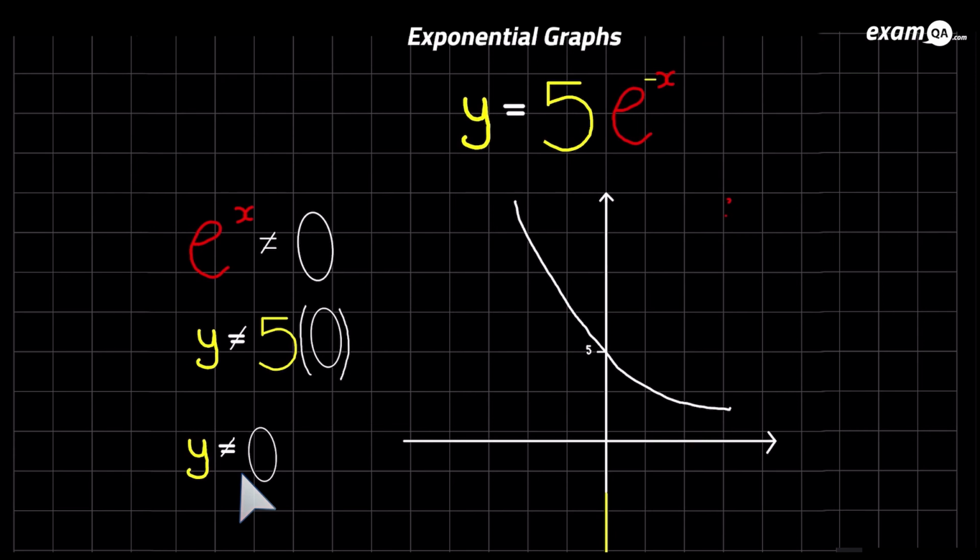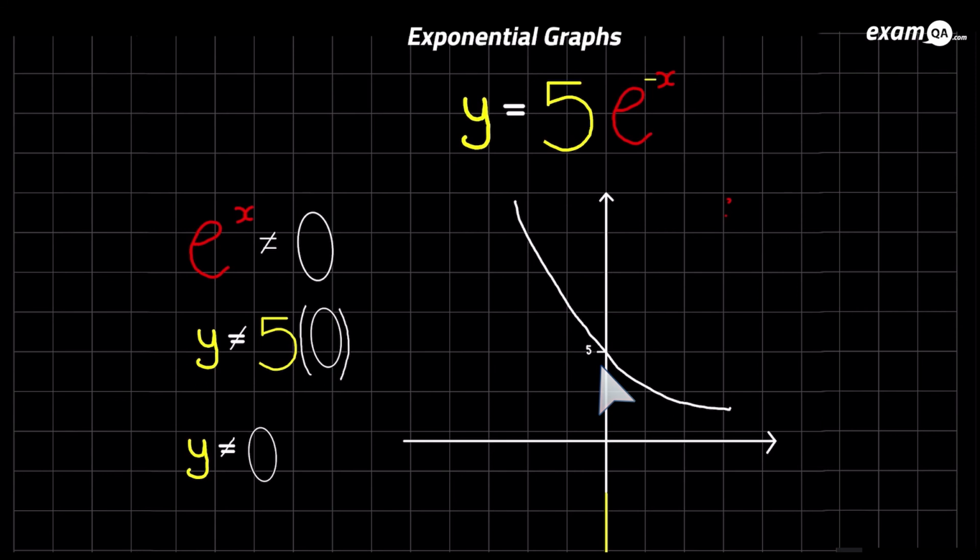So we just worked out that y will never be 0. Because for y to be 0, e to the power x will have to be 0, which can't happen. So we found an asymptote. y equals 0 is an asymptote. So we found out two things. We found out that the x-axis is the asymptote, and the graph cuts through at 5 on the y-axis. Now, using those two pieces of information, together with the reflections, you should be able to draw the graph.